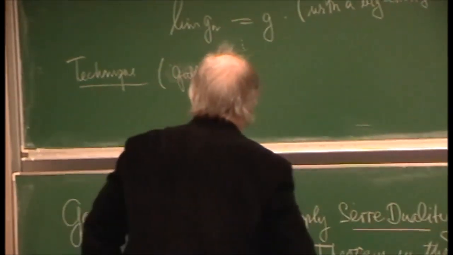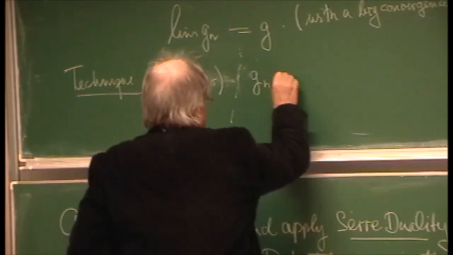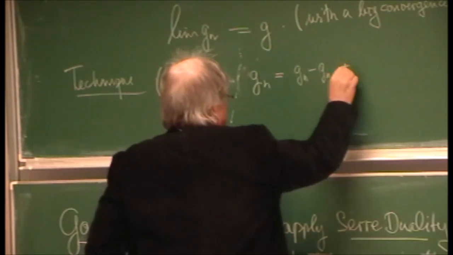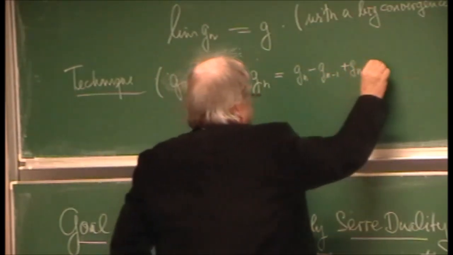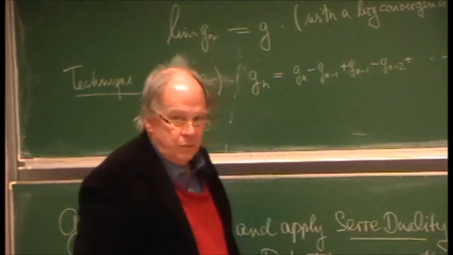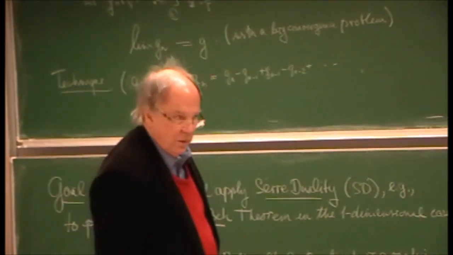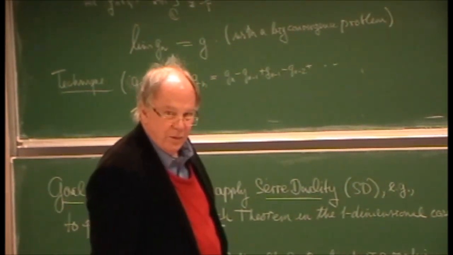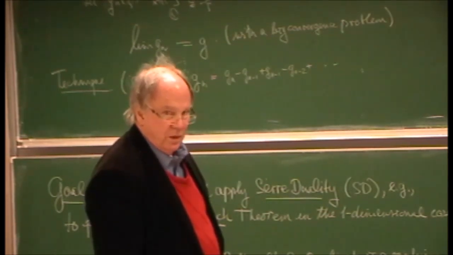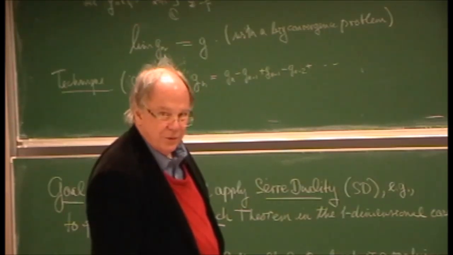You write Gn as equal to Gn minus Gn minus 1 plus Gn minus 1 minus Gn minus 2 and so on. You know this method, right? It's called the telescopic series method. That's the reason I call it the Galileo method. If you have a chance to go to the museum in Florence for Galileo, you see these fantastic telescopes and so on, it's really interesting.